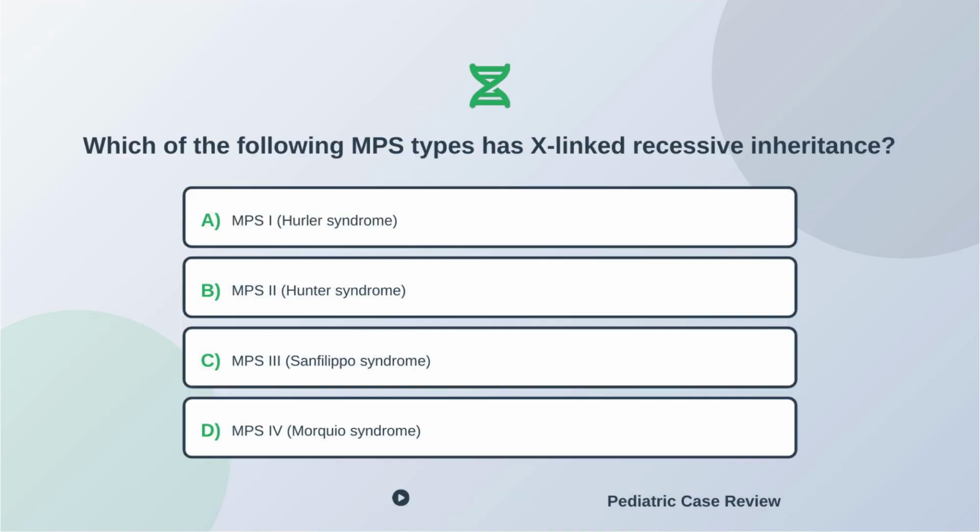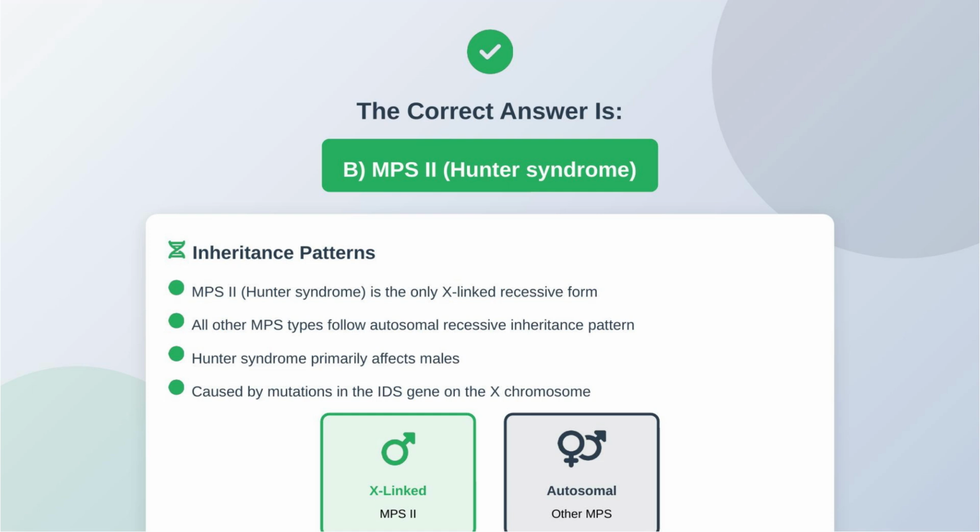Let's test your knowledge about MPS inheritance patterns. Which of the following MPS types has X-linked recessive inheritance? Is it A, MPS 1 or Hurler syndrome, B, MPS 2 or Hunter syndrome, C, MPS 3 or Sanfilippo syndrome, or D, MPS 4 or Morquio syndrome? The correct answer is B.